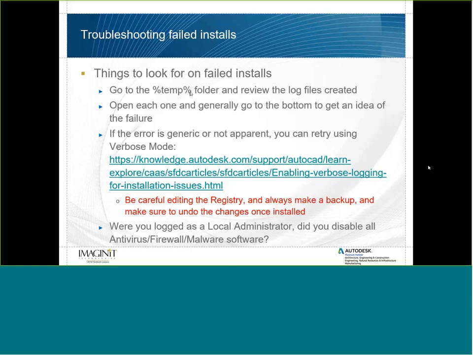If the error is generic, like that 1603 that I spoke about, or is not apparent, you can retry using what's called verbose mode. There's a link here, and what it does is enable verbose mode when you're doing installs. I can't stress enough that you need to be very careful when editing the registry. Always make a backup and make sure to undo the changes once installed. Your typical installer for, let's say, AutoCAD, if I remember right, creates somewhere around 15 or 20 meg of install log files. When you're running verbose mode, that runs up to about 120 to 130 megabytes of just standard text files, because it's tracking every single component.